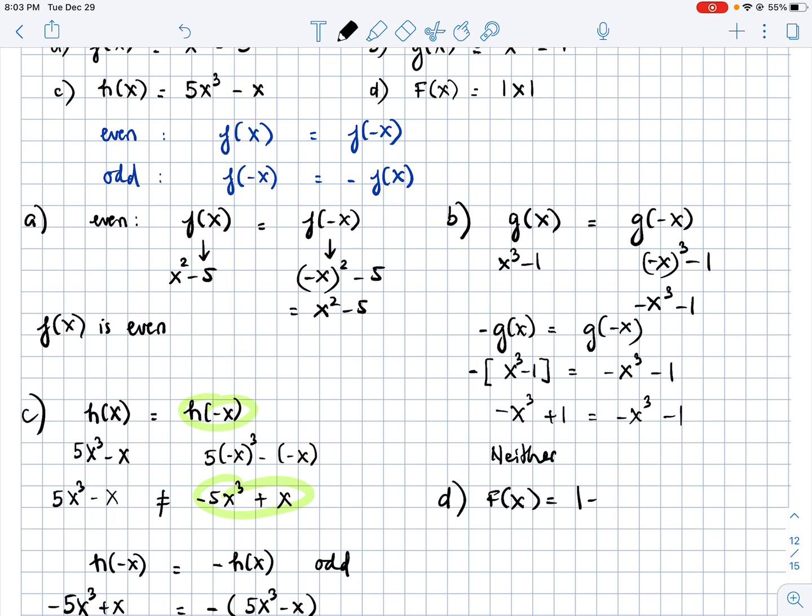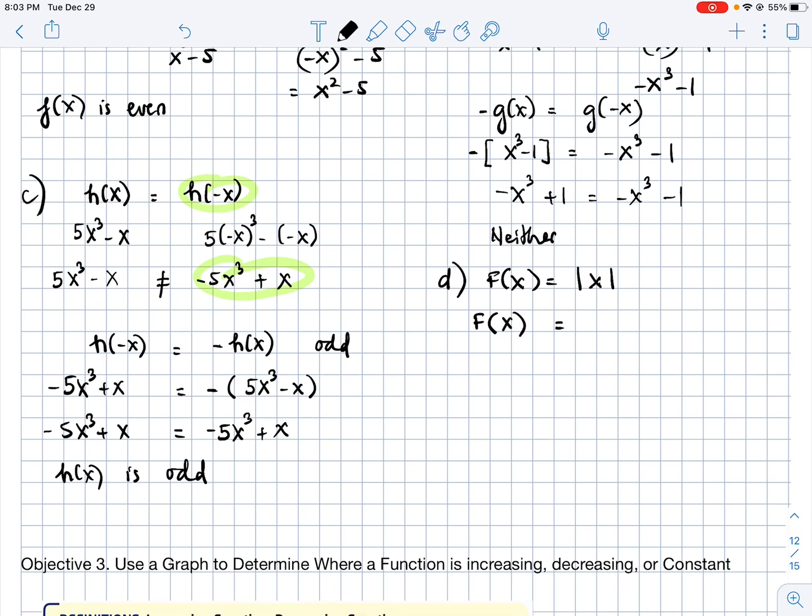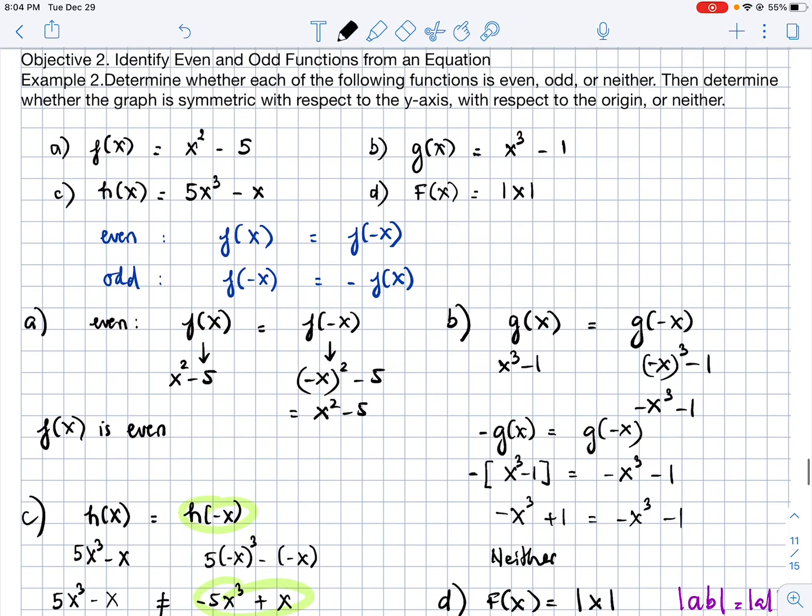Problem D, f of x is the absolute value of x. So we will check the even first. F of x equal f of negative x. F of x is absolute value of x. F of negative x is absolute value of negative x. And we notice that we can write negative 1 times x for the right hand side, and then we can separate the negative 1 and the absolute value of x, and it's equal to 1 times absolute value of x, and it's equal to absolute value of x. I use the property of absolute value: absolute value of a times b is equal to absolute value of a times absolute value of b. So we see both sides are the same. This is the even case, so we conclude that f of x is even.